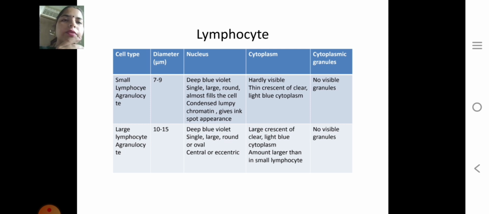In the case of large lymphocytes, agranulocytes, the size is 10 to 15 micrometers, the nucleus is deep blue-violet, single, large, round or oval, centric or eccentric, and the cytoplasm is a large crescent of clear light blue. Cytoplasm amount is larger than in small lymphocytes, and there are no visible cytoplasmic granules.